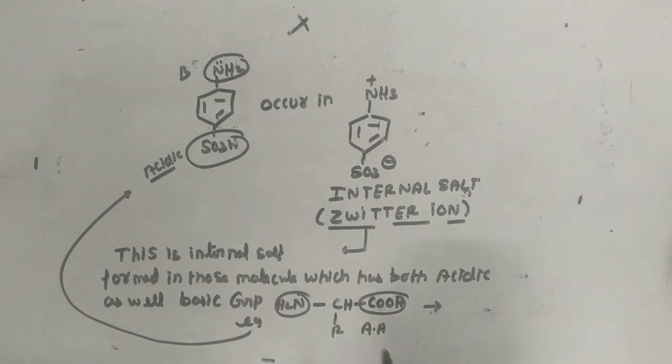So what will happen? How does it exist? This will accept H plus, this will lose H plus. So it will become COO minus, this will become NH3 plus, and this is R. So even an amino acid exists in the form of a zwitterion. So what is a zwitterion? That is nothing but an internal salt.